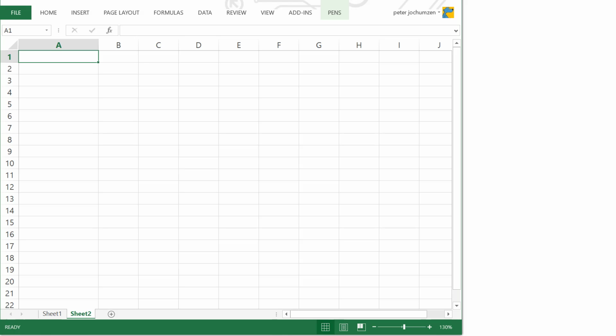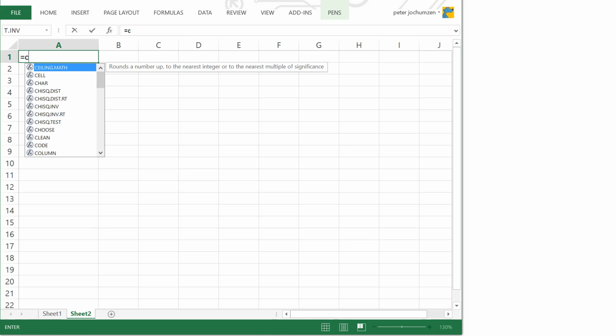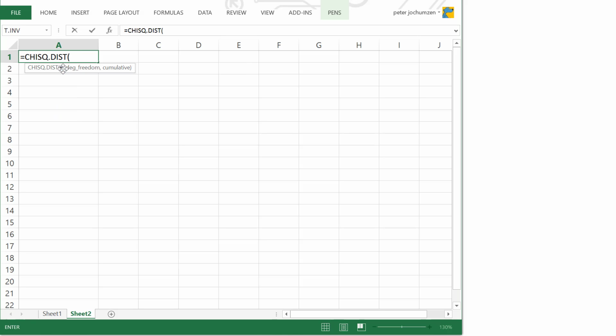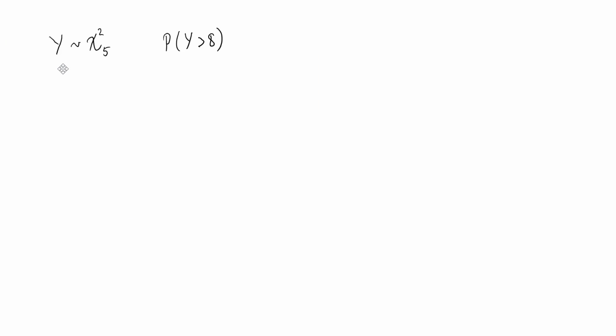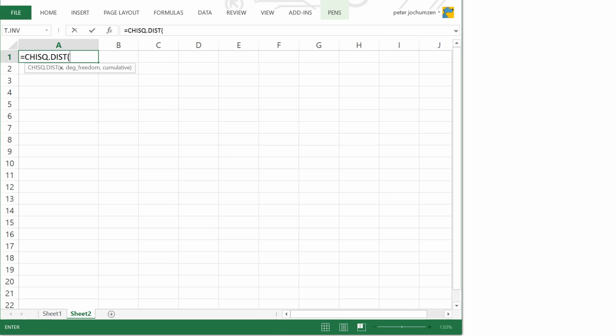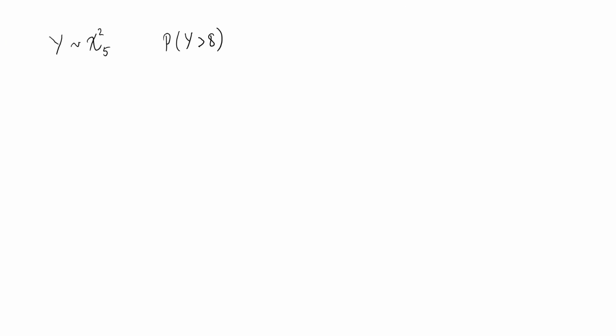Excel has two functions that can help you. It has the CHISQ.DIST that will calculate probabilities such as the probability that y is less than 8. Less than 8 is on the left-hand tail. But it also has another one, CHISQ.DIST.RT, where RT stands for right-hand tail. So this will calculate probabilities such as the probability that y is greater than a specific number, such as 8. So that's the one we can use.